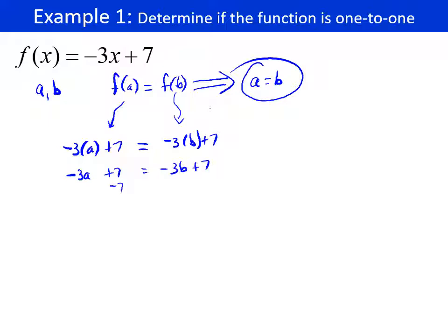If we subtract 7 from both sides, we get negative 3a and negative 3b. If we divide both sides by negative 3, we come out with a equals b. So f of a equals f of b does give a equals b for this one. Therefore, it is one-to-one.